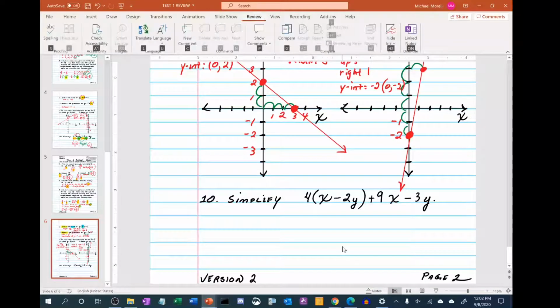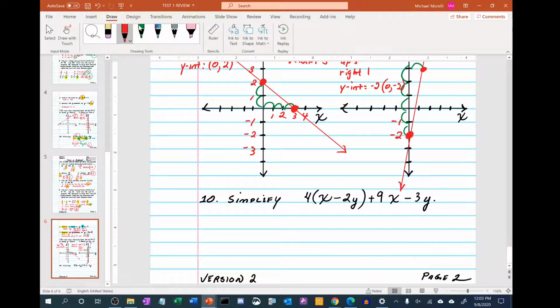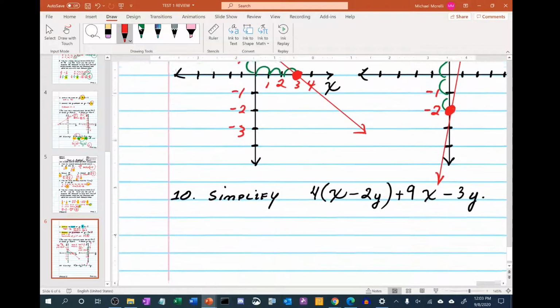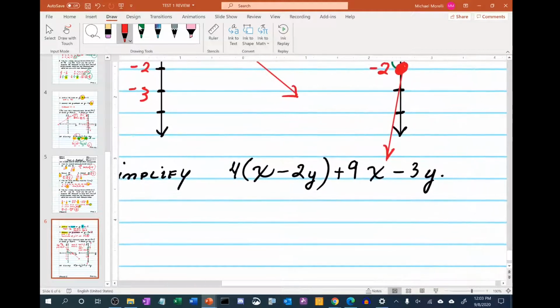And that's it. Finally, number 10, simplify, and we're given a linear expression in 2 variables. Let's zoom in on this real quick here. The very first step is to distribute. We're going to distribute this 4 to both terms inside the parentheses. So here's what that next step will look like.